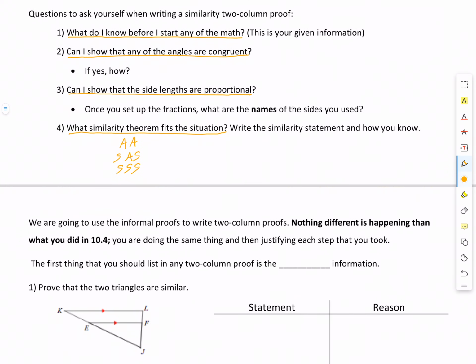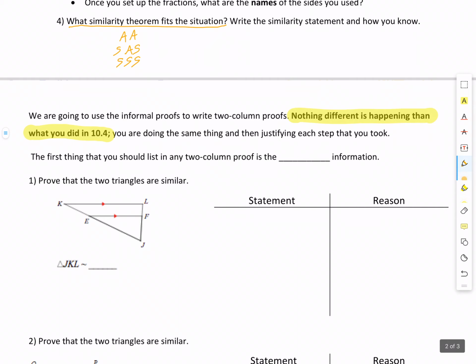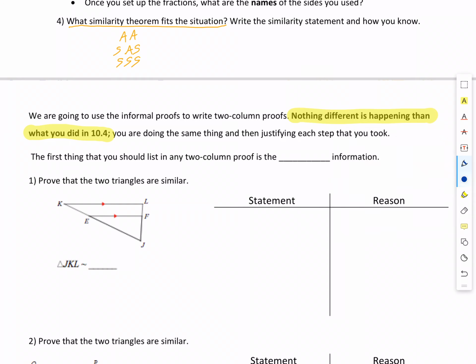Again, nothing is different than what we did in 10.4. We're just making it a little bit more formal. So going at this, the first thing you should do, list in a 2-column proof, is the given information. So again, anything we know.